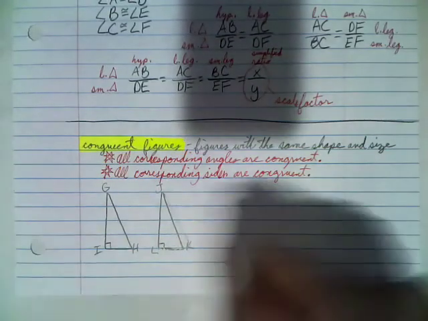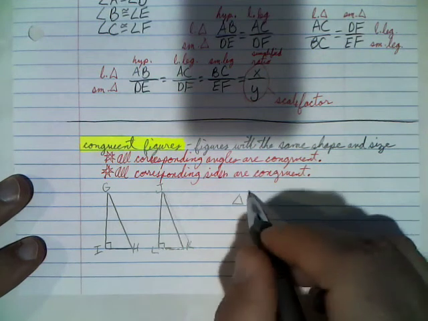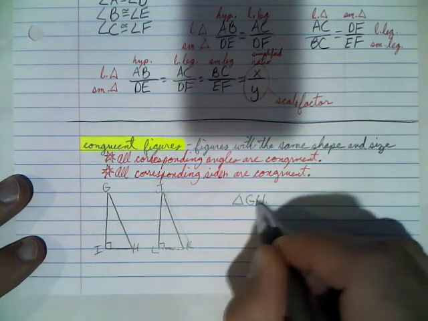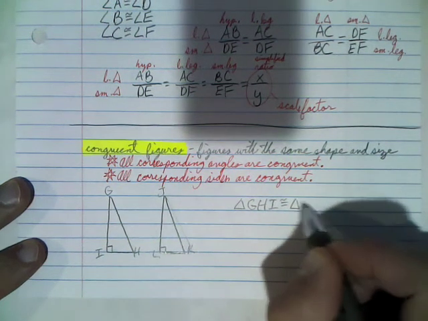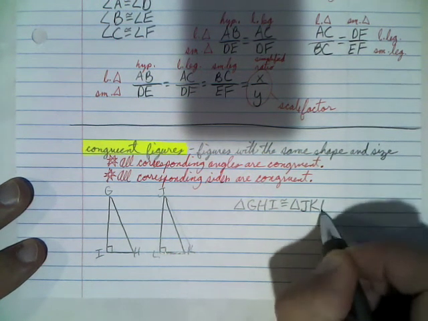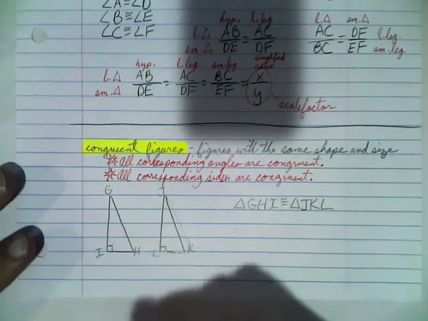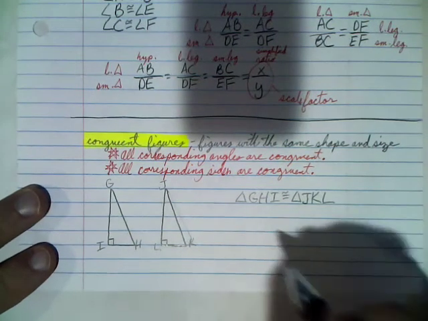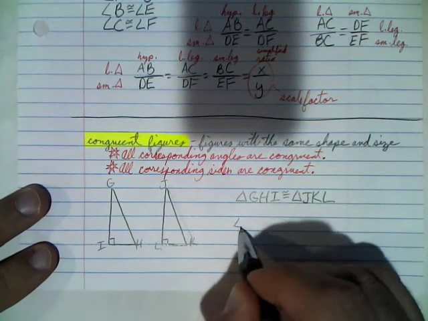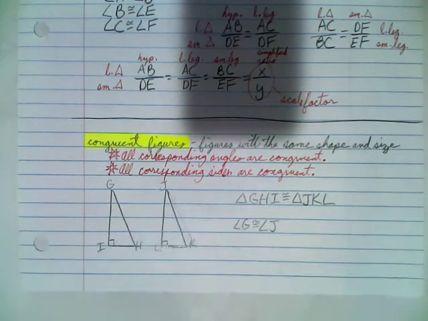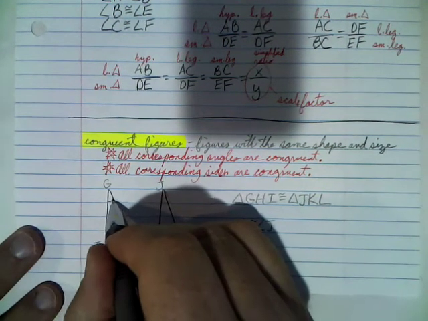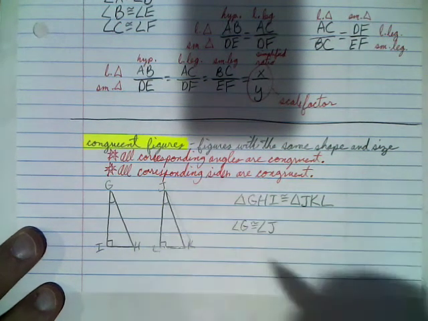However, if I tell you that triangle GHI is congruent to triangle JKL, then you know by that statement, because it's going to be in corresponding order, just like the similarity statement was, we already know that angle G is congruent to angle J. So if I mark that, G congruent to J, so single arc, single arc.